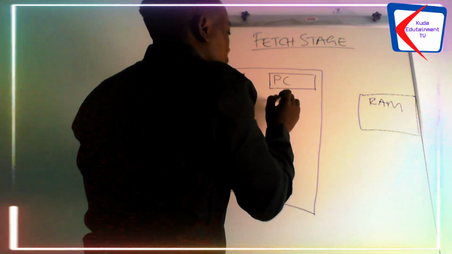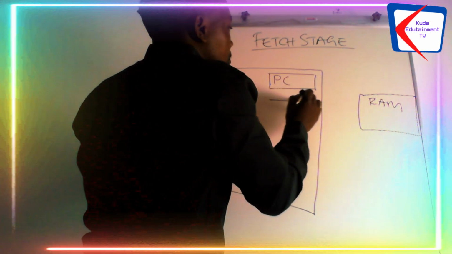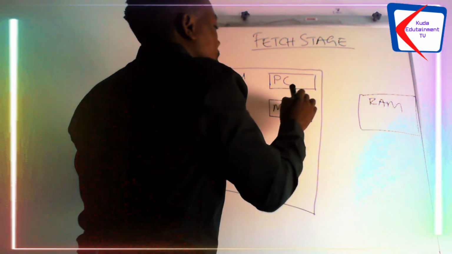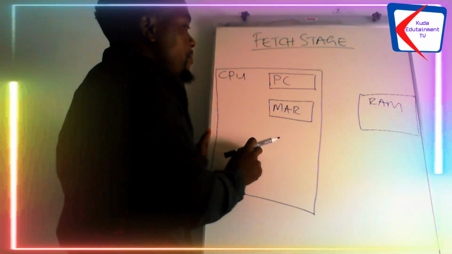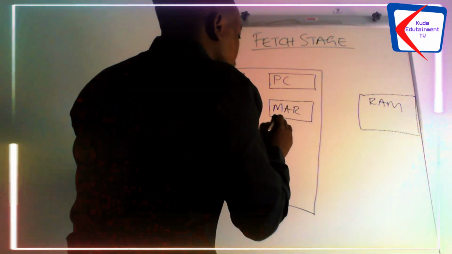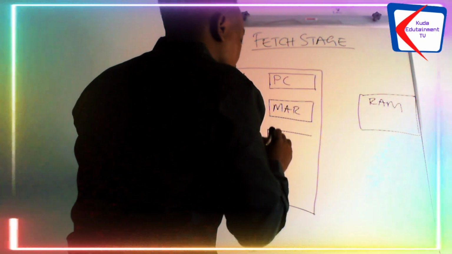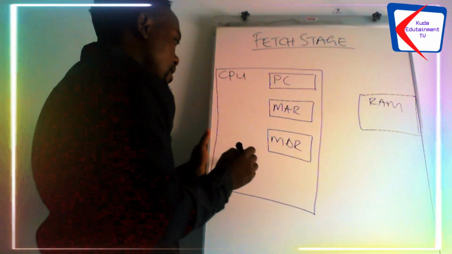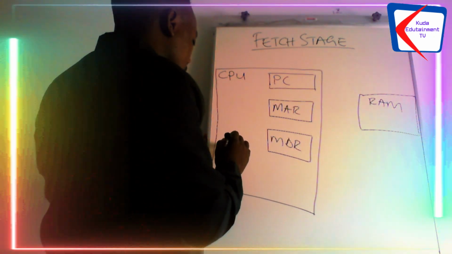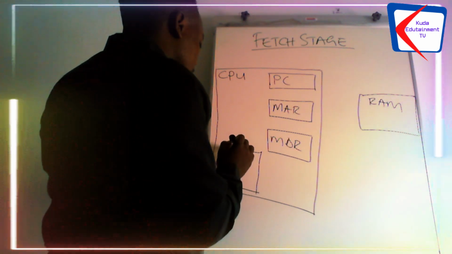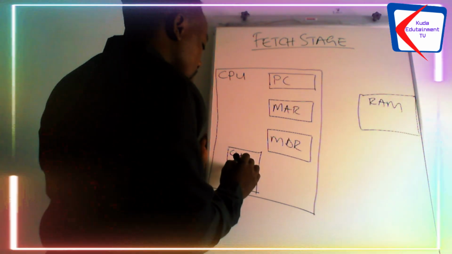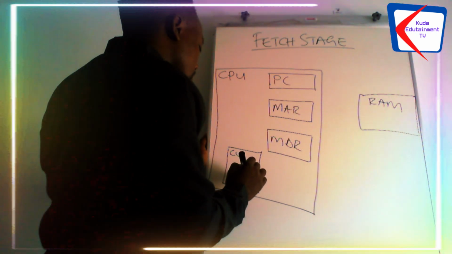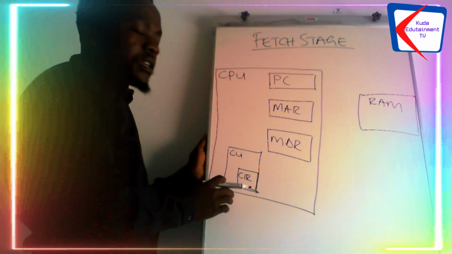And then we also have the memory address register. MAR is a shortcut for memory address register. We also have the memory data register, the MDR. So this is the memory data register. And then lastly, we have our control unit. This is our CU, control unit. And inside this control unit, we have a register called the CIR, for current instruction register.